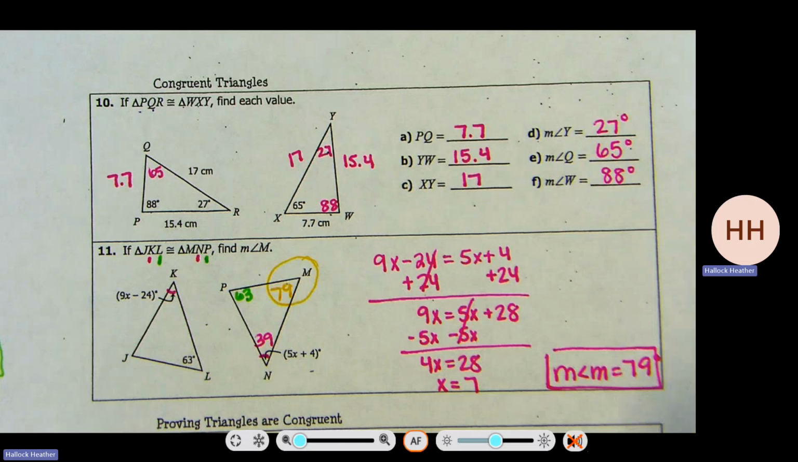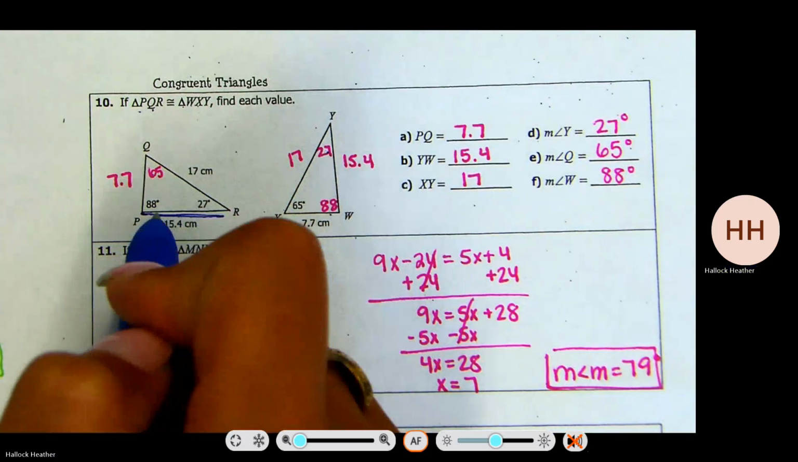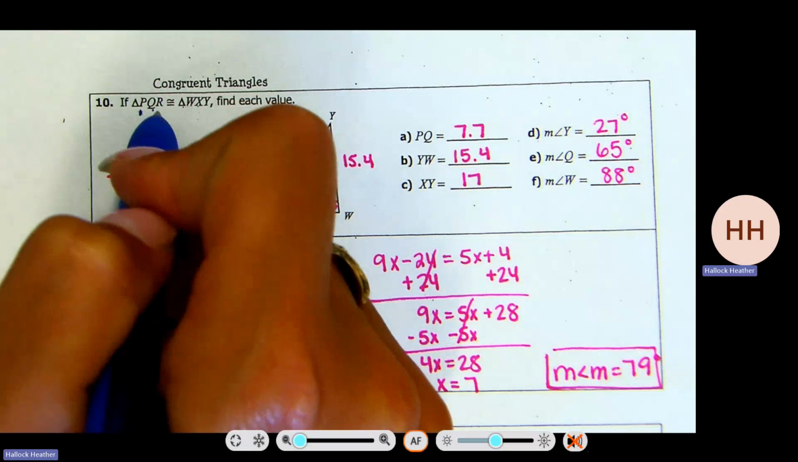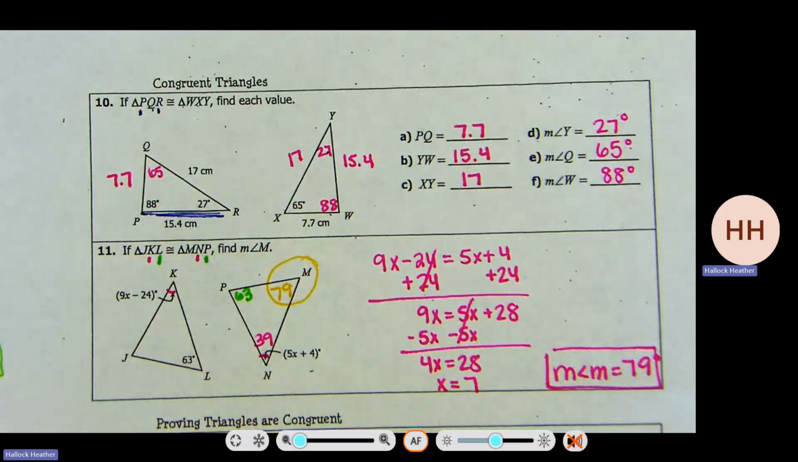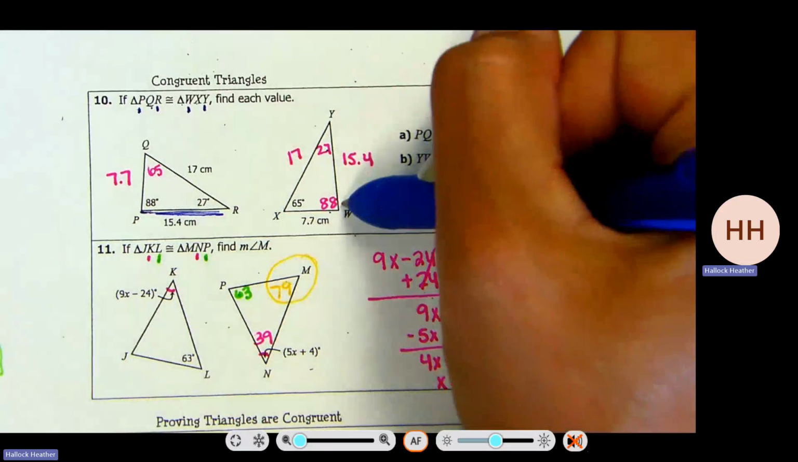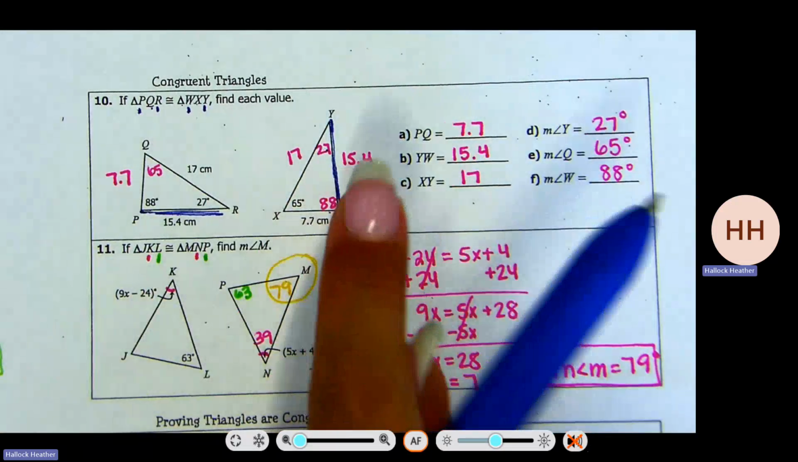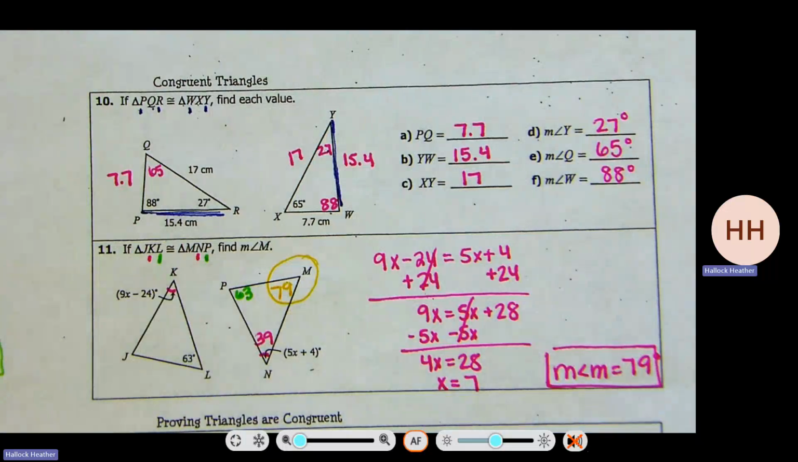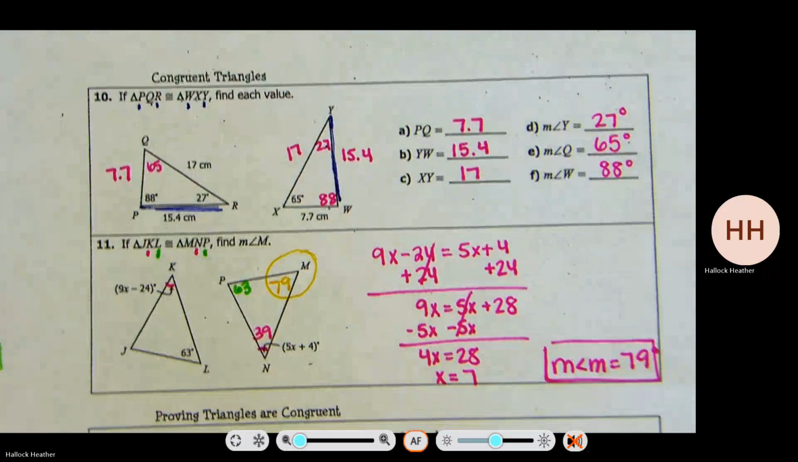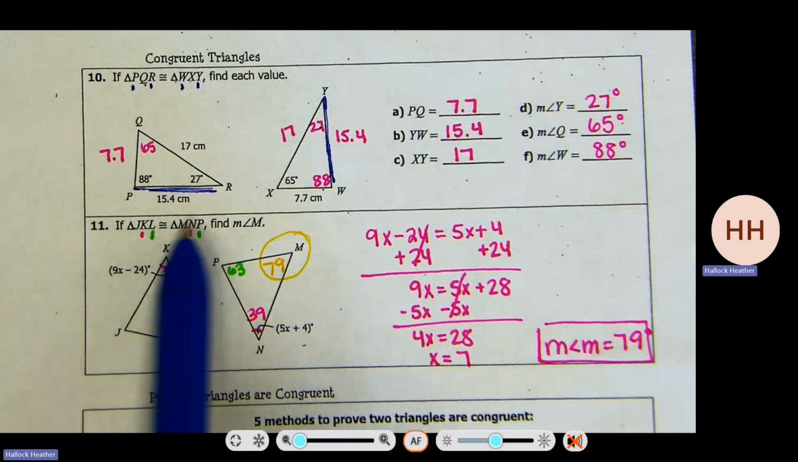If I use PR, PR is the first and the last. PR matches with WY. So I can move those pieces, 15.4 and 15.4, because they are congruent and they're exactly the same. Same thing. A lot of people messed up on this because they did not use the congruency statement.